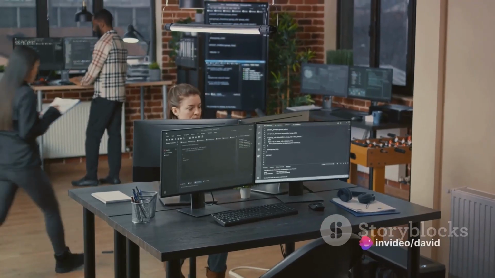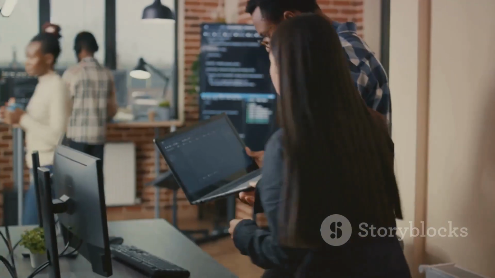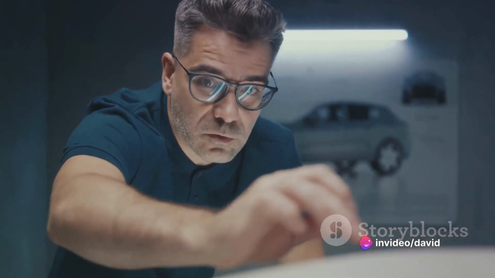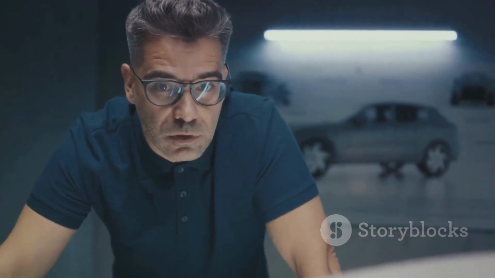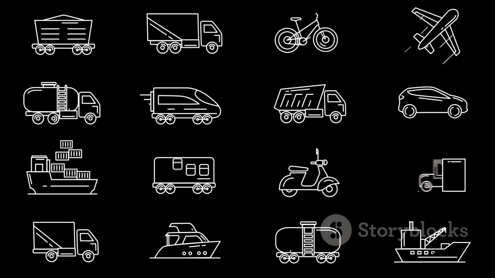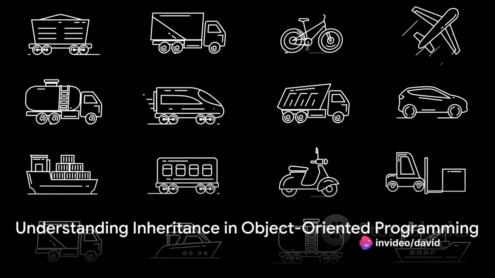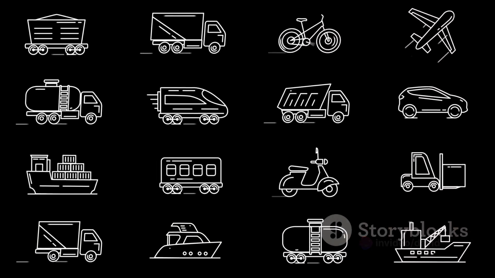Now, let's illustrate this with a simple example. Imagine we have a generic class called vehicle. This class could have properties like speed or weight, and behaviors like move or stop. Now, we create a more specific class, car. By using inheritance, the car class can inherit all the properties and behaviors from the vehicle class. In addition to this, the car class can have its own unique properties and methods, like number of doors or convertible roof. Inheritance, therefore, not only promotes code reuse, but also helps us establish a logical, hierarchical relationship among classes.